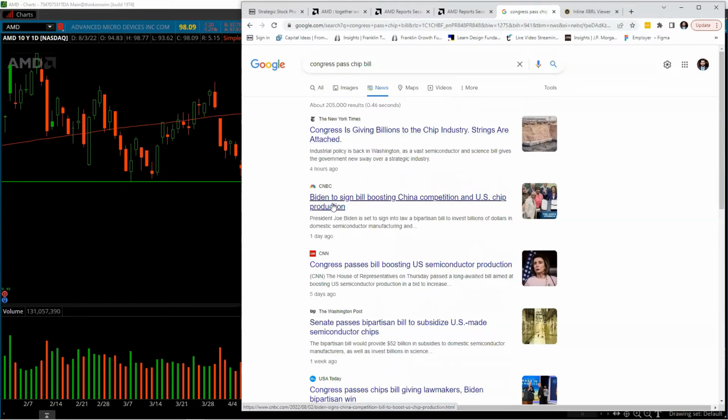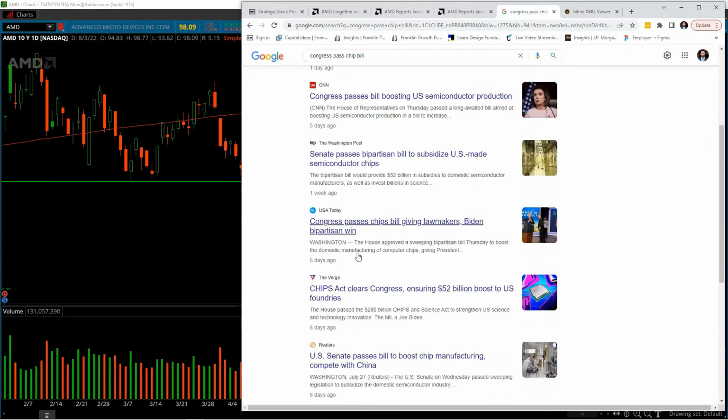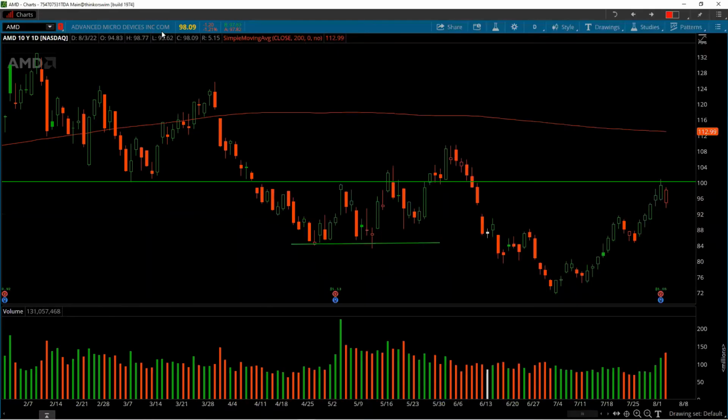Strings are attached. Biden to sign bill boosting China competition to U.S. chip production, and so on. Let's see. CHIP Acts clear Congress ensuring $52 billion, actually. Not $200 billion, so $52 billion. So this should be positive for the semiconductor industry. This should be positive for AMD.